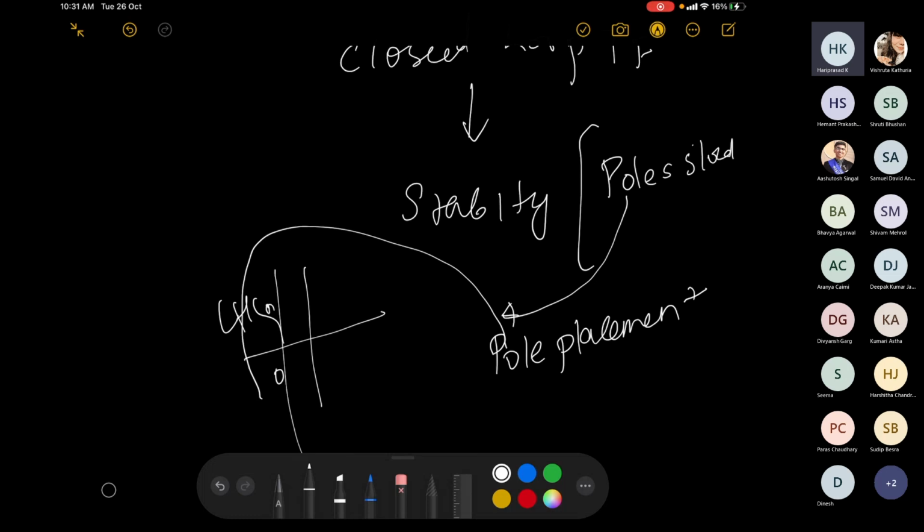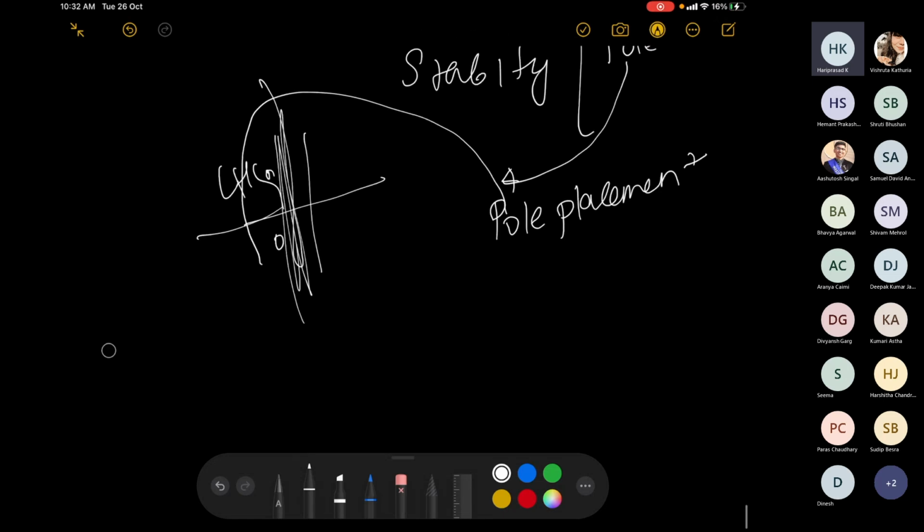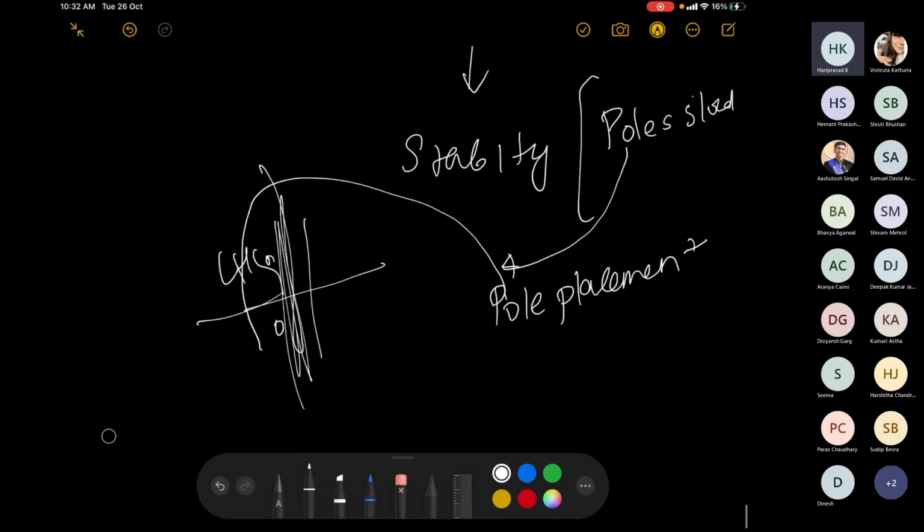So you design the controller in such a way that the poles of the closed loop transfer function are always placed within the LHS. That problem is known as the classic pole placement problem. We are not going to do that, because we are doing analysis, not reverse engineering.